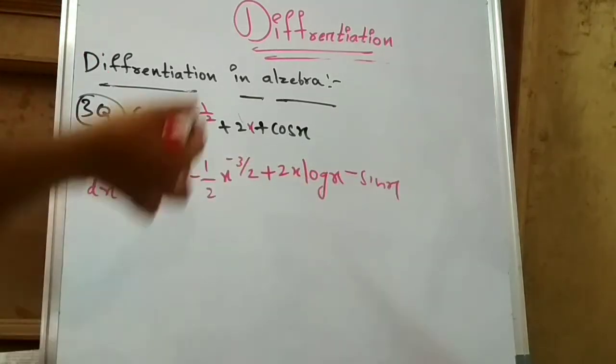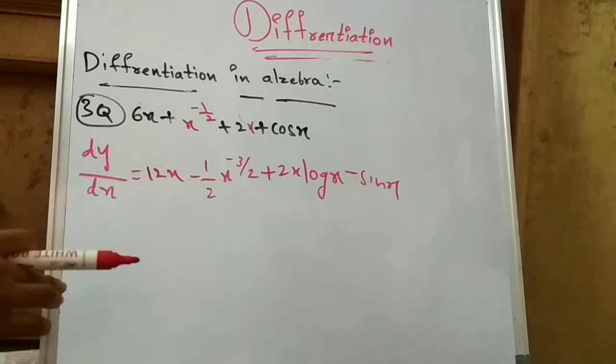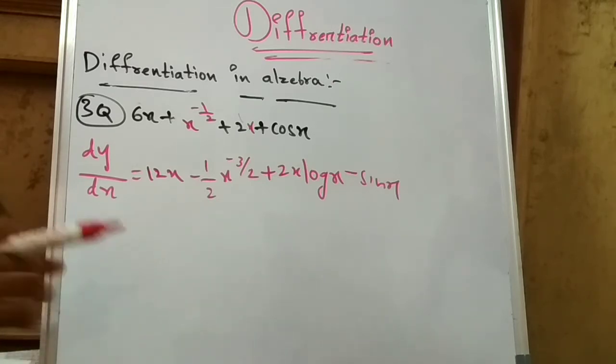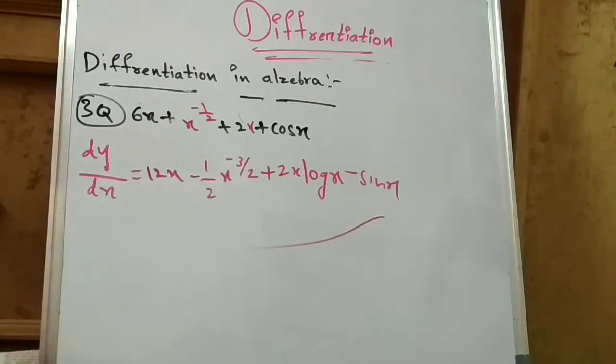If that was 2 to the power of x, which formula is this? Now we took 2x log x. This is the formula: a to the power of x log a. So like that. I did it right only. That was it. Differentiation in algebra.